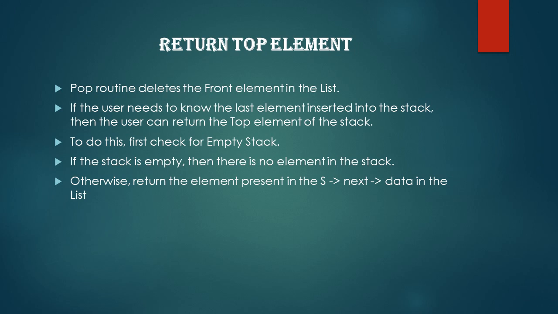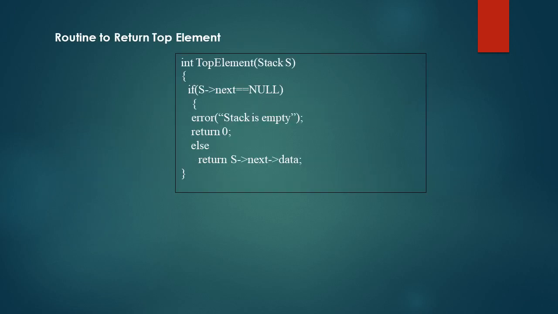If the user needs to know the last element inserted into the stack, then the user can return the top element from the stack. To do this, first check for empty stack. If the stack is empty, then there is no element in the stack. Otherwise, return the element present in the S next data in the list. Routine to return top element: in top element stack S, if S next is equal to null, error, stack is empty, return 0; else return S next.